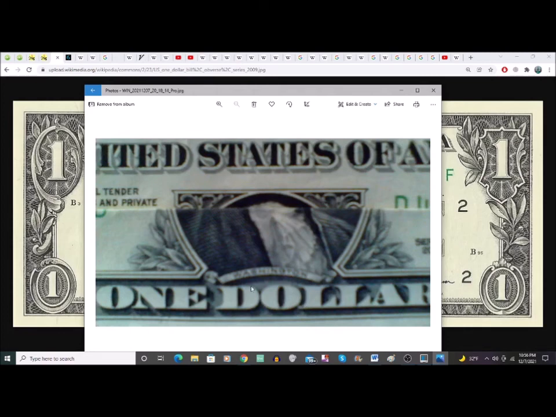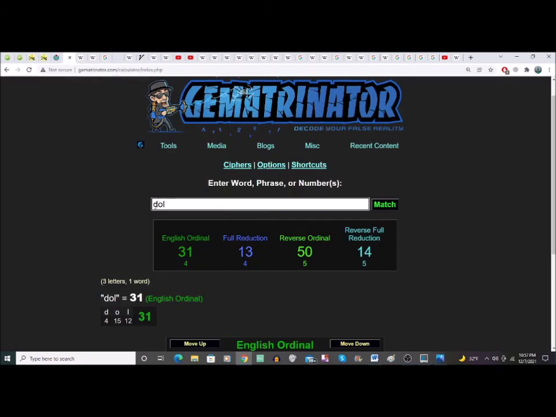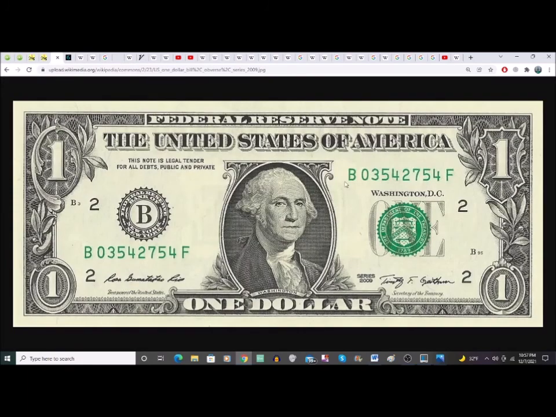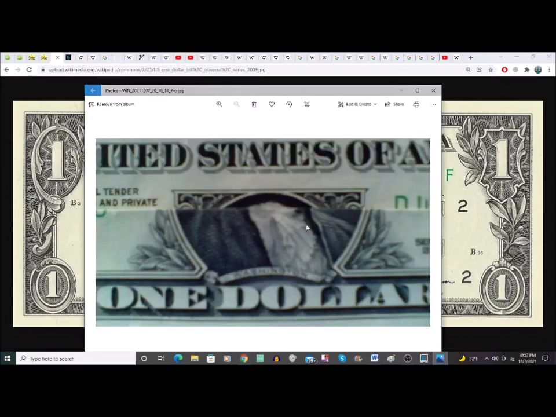And so I'm like, well, let's go ahead and look at that in the Gematrinator. Doll. And we get a super interesting set of numbers here: 31, 13, 14, so we've got some pi numbers, and a 50. That is super interesting. Now, we'll go back to this thing. Let me show you this other one, let's take off that fold. So this is interesting, we've got that out of the way. That's that other fold. So there's definitely a reference there to folding.